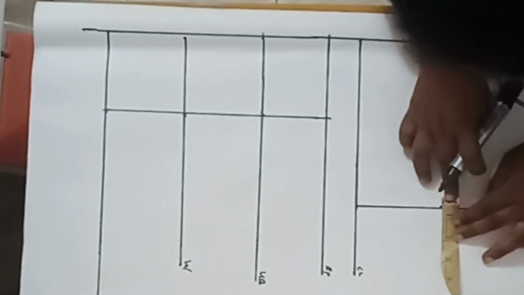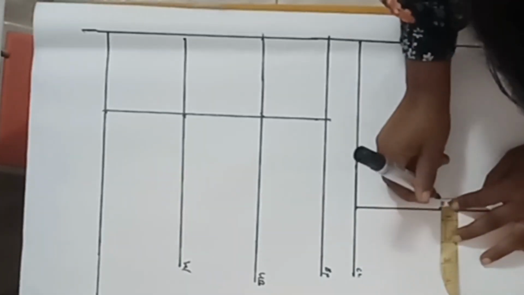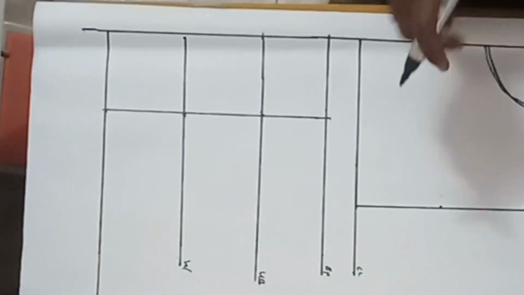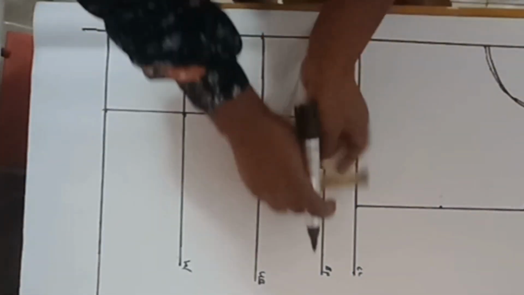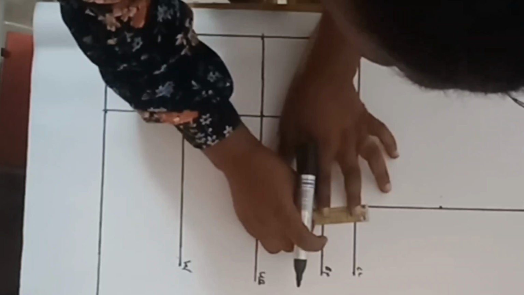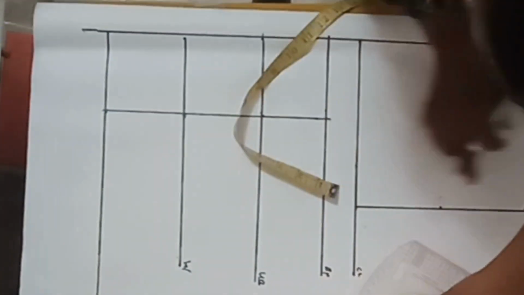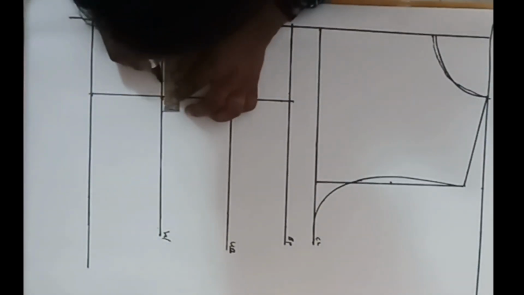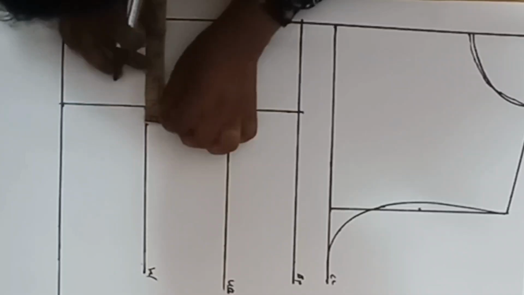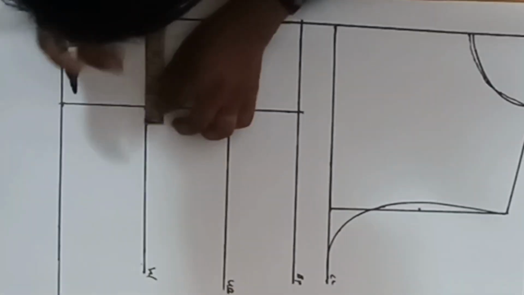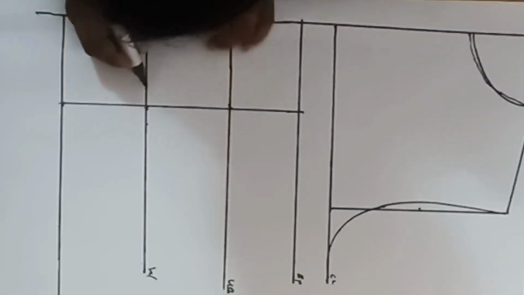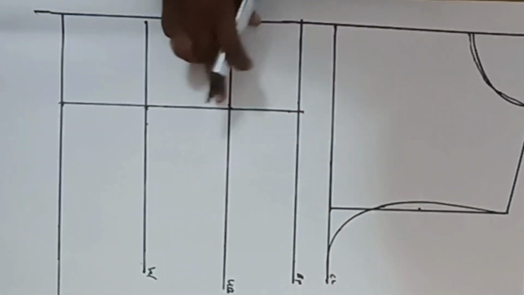I'm going in by 0.5 inch, and then I'll connect from the shoulder slope down to the 0.5 inch. Then you connect it to your chest line, like so. On the waistline, I'm going in and out by 0.75 inch. So 0.75 inch to the left and to the right will make it 1.5 inch.